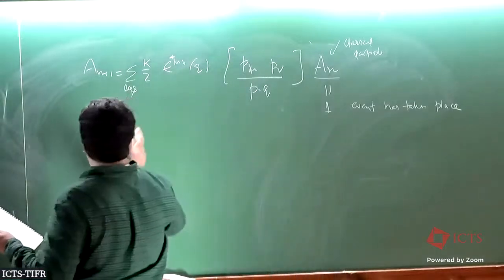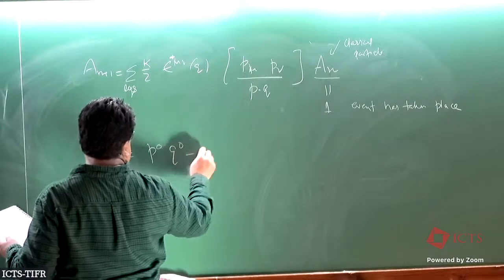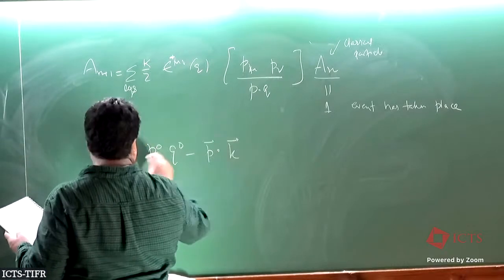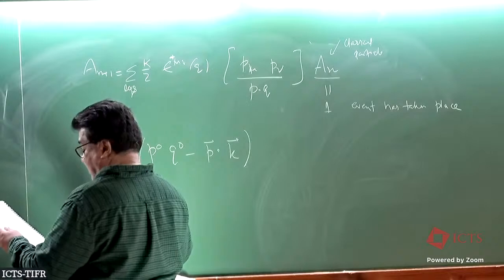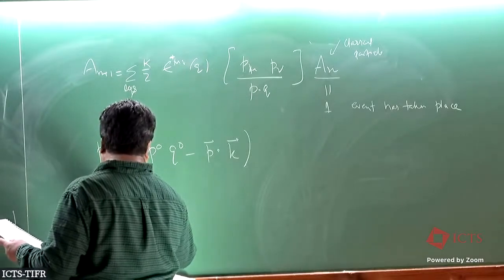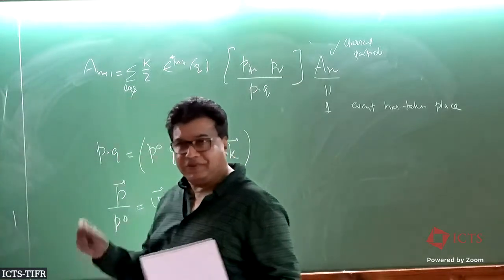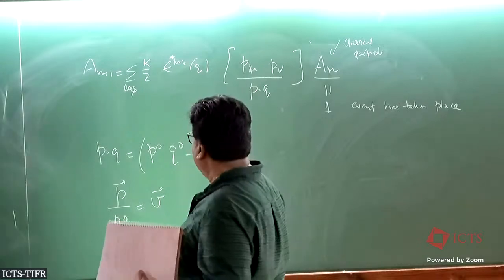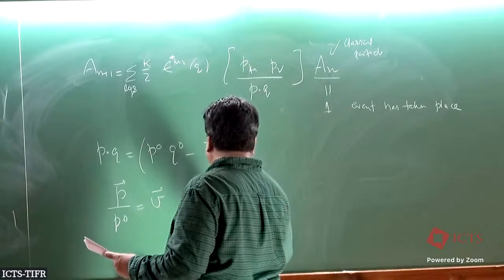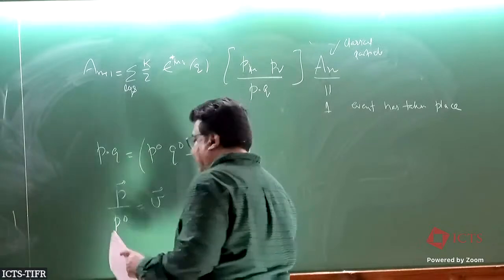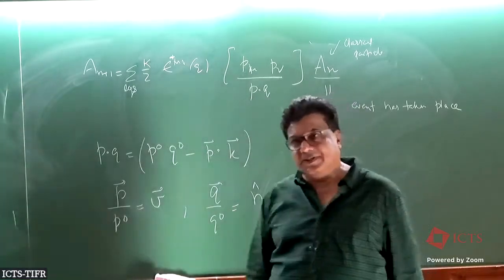Okay, so first let's write down p dot q. This is p0 q0, right? So I'll write p divided by p0. That is just the velocity of this classical particle p, the relativistic velocity, and q divided by q0 is just the direction of the graviton. Graviton has a q0 whose magnitude is q, and the ratio is just the direction of the thing.